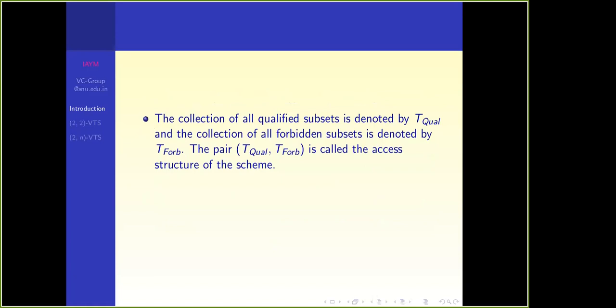The collection of all qualified subsets is denoted by Γ qualified. It is a set, a collection of sets. If any of those participants come together, they can get the information. Whereas the forbidden subsets are Γ forbidden. This pair is called the access structure of the scheme.